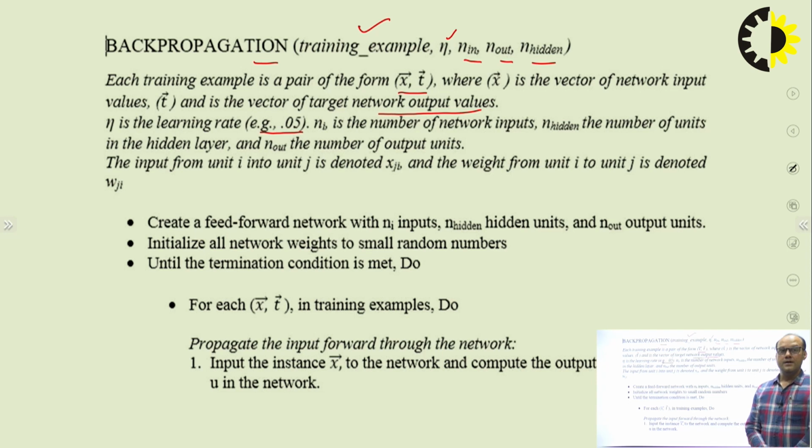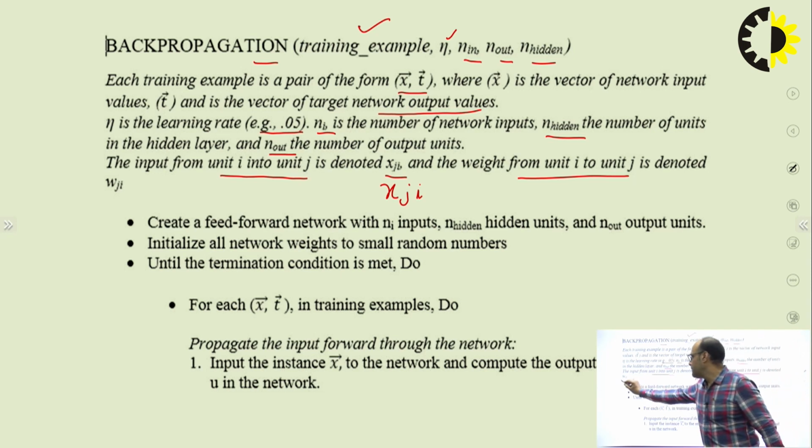Okay, so n_in represents the number of network inputs, n_hidden represents the number of units in the hidden layer, and n_out represents the number of output units. The input from unit i into unit j is denoted by xji, and the weight from unit i to j is denoted by wji.